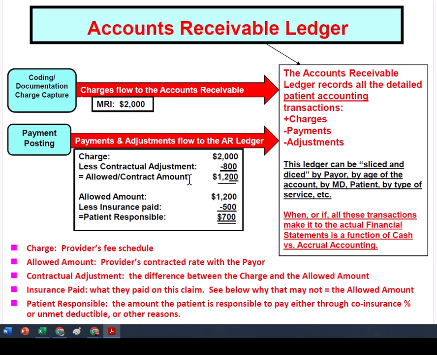Okay. The insurance may or may not pay, in this example, the $1,200. Why would they pay less than the $1,200? Patient hasn't met their deductible. Patient has a co-insurance. The insurance company only pays 80% of what the contract says. Patient pays the other 20%. Okay? So these are important terms. Please learn them and know them.